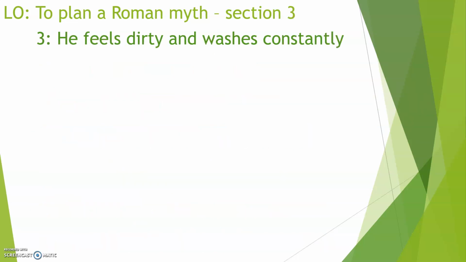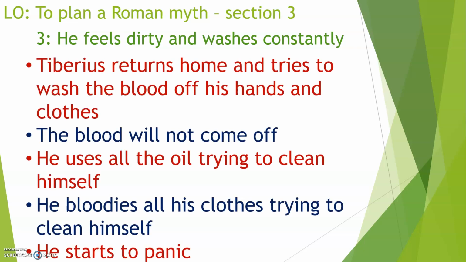In my one, that's where my main character starts to feel dirty and he keeps washing his hands constantly. So to flesh it out, I've got Tiberius returns home and tries to wash the blood off his hands and clothes. The blood will not come off. He uses all the oil trying to clean himself. He bloodies all his clothes trying to clean himself.